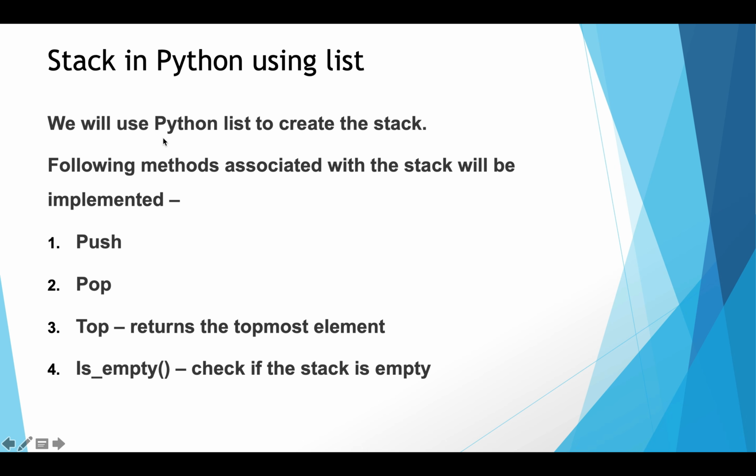In this video, you are going to learn how to implement a stack using Python's inbuilt data structure list. In this program, I'll implement the following methods associated with the stack. The top method is going to return the topmost element of the stack, and then we have is_empty that is going to tell us if the stack is empty or not. I'll simulate the push operation using append, because append operation adds an element at the end of the list, and to pop a value, the list provides a pop function that removes an element from the end of the list.